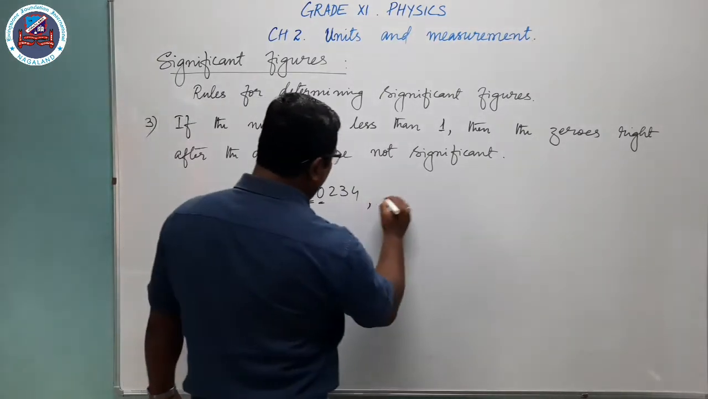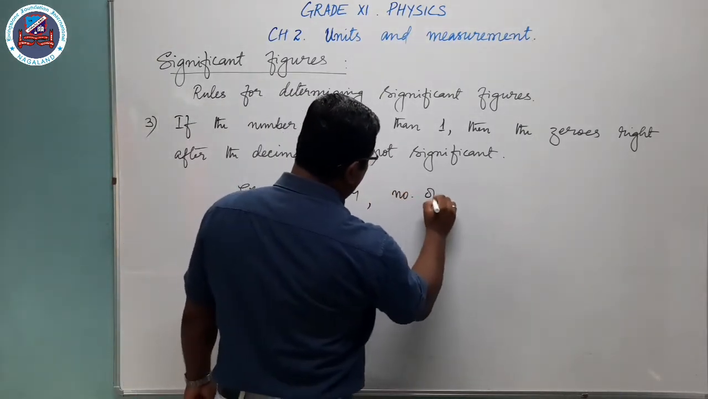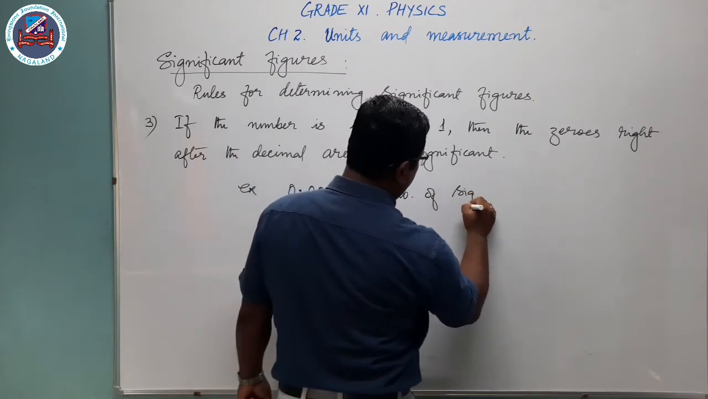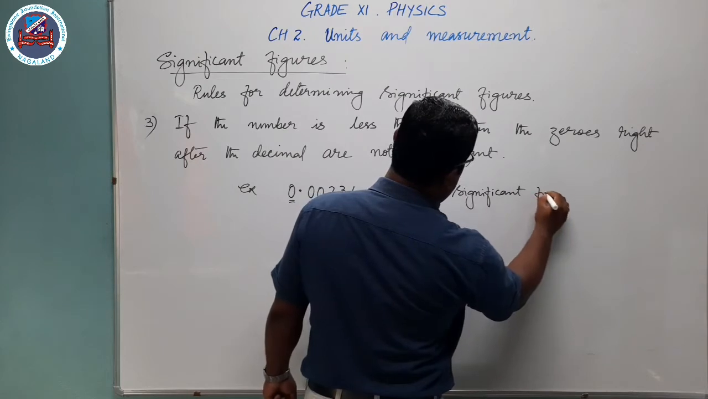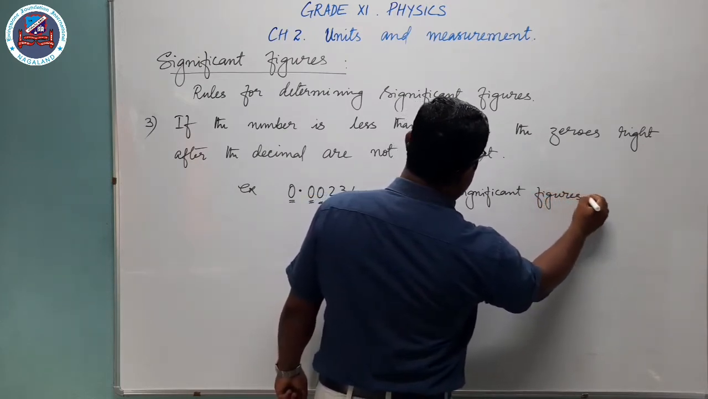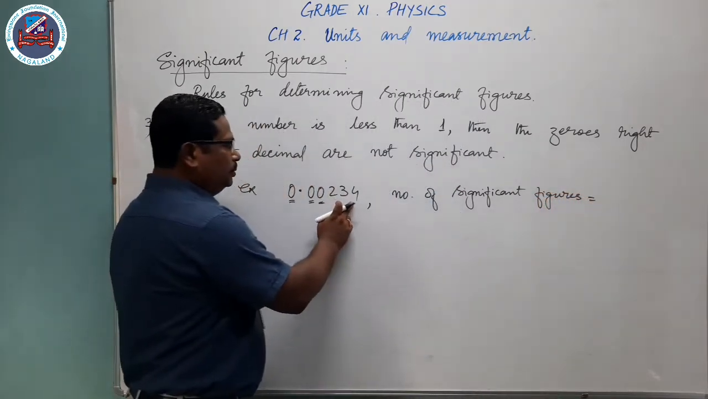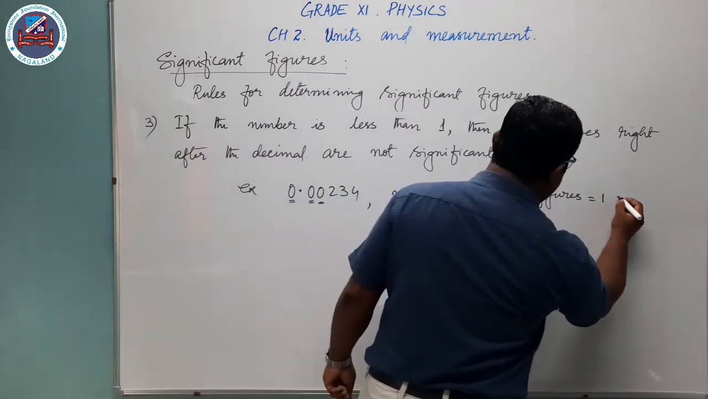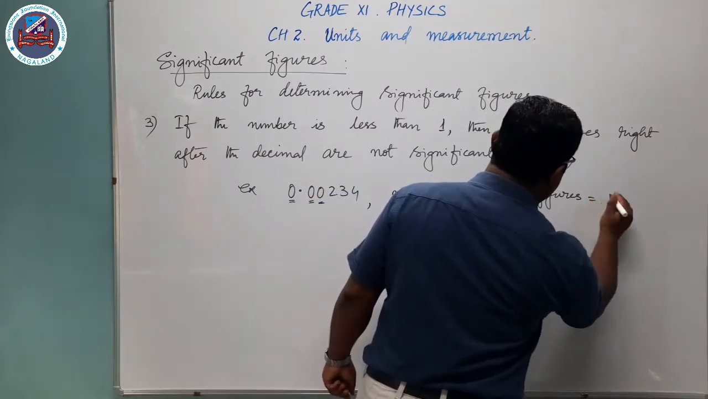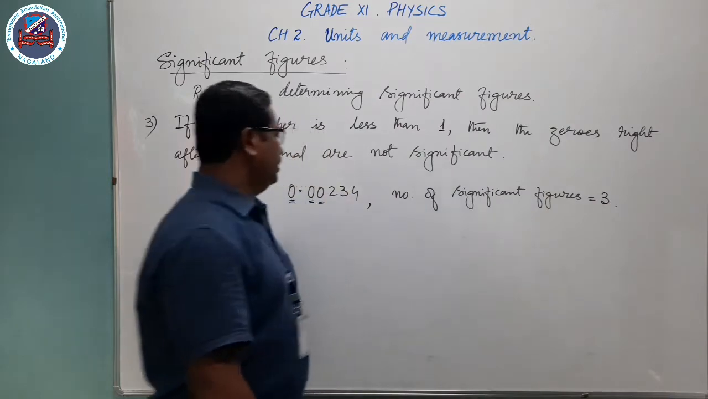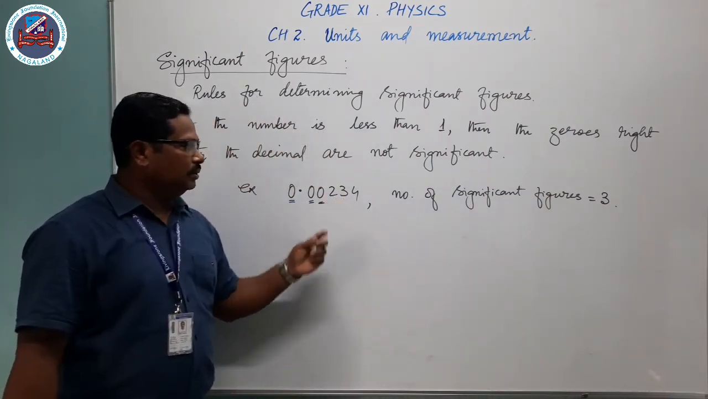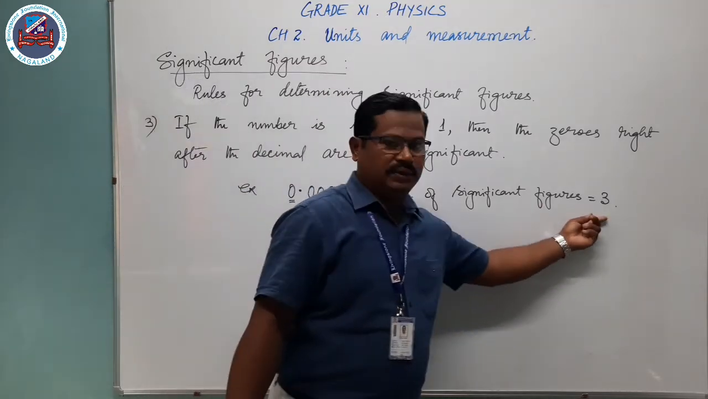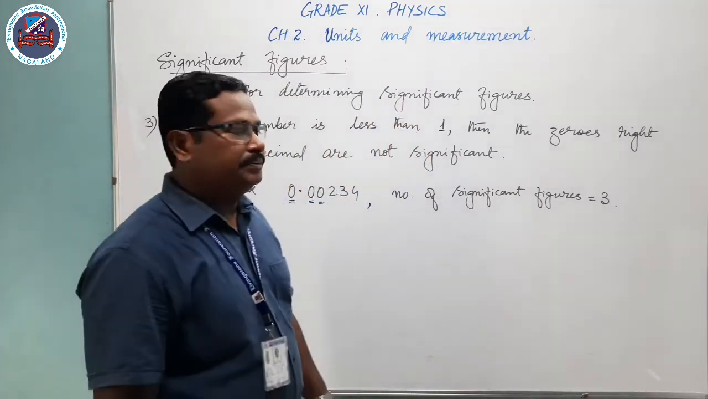So here the number of significant figures will be 1, 2, 3. Altogether it will be 3. Which are the significant figures? That is 2, 3 and 4. Altogether there are 3 significant figures.